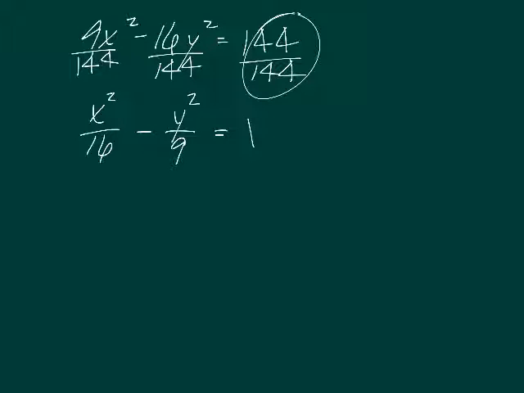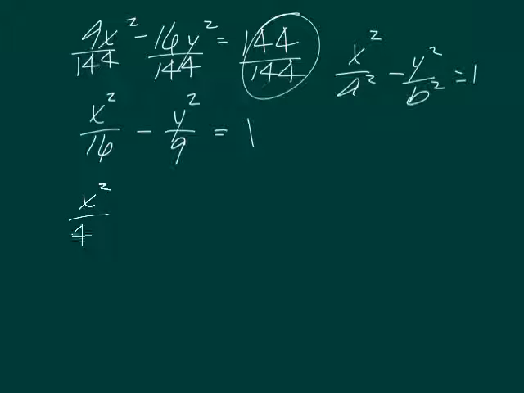Now again, the equation for this is x squared over a squared minus y squared over b squared equals 1. Keeping that in mind, this is the equation we want, so we need to find a and b. Well, a squared is 16, so a is 4. b squared is 9, so b is 3. So we could rewrite this as that right there as our equation.